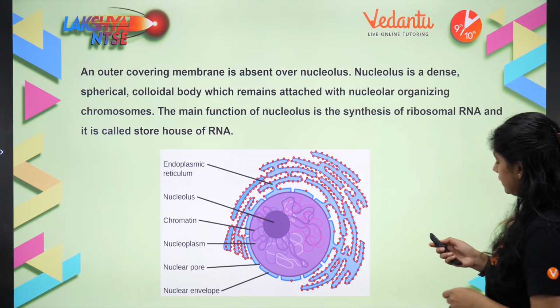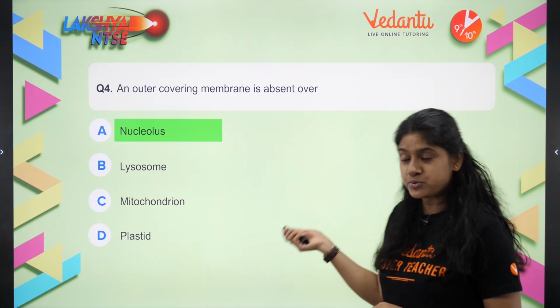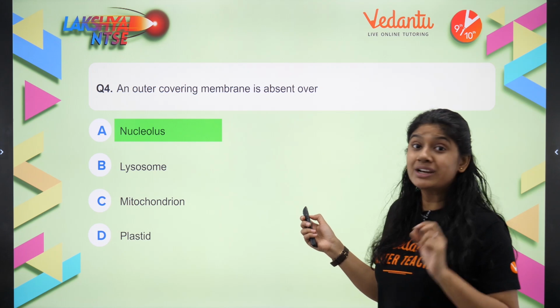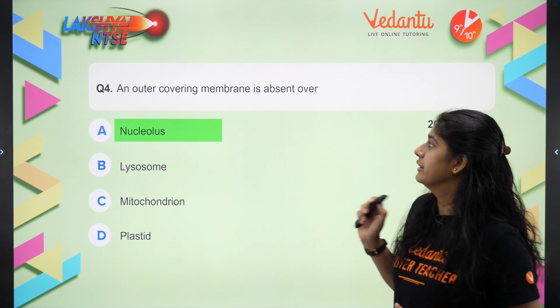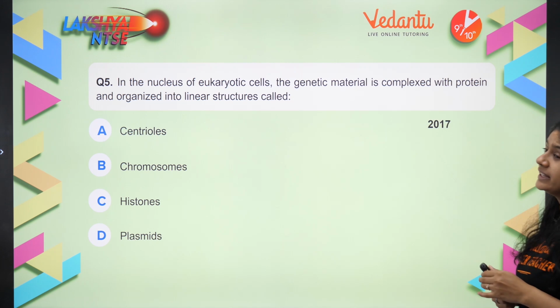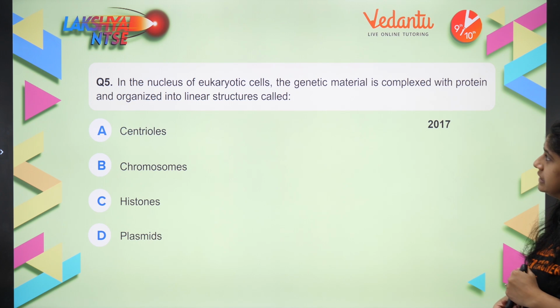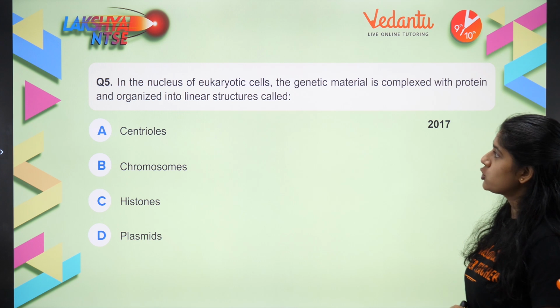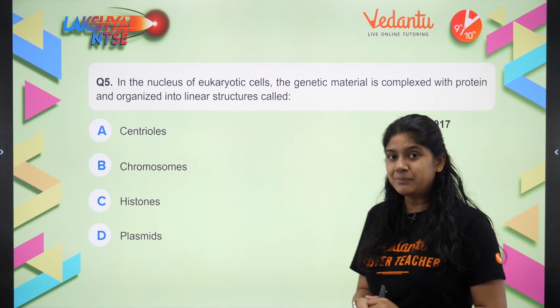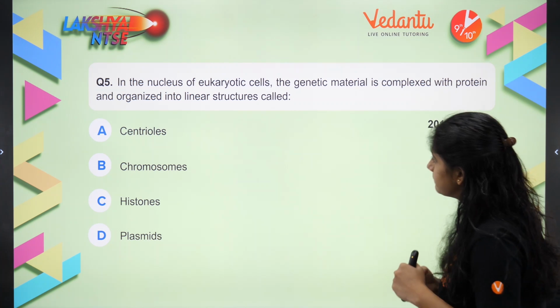And let's see the other question. Before that, we'll have the options. And the right option is nucleolus. Clear? Let's move to the next question, everyone. Here, a big question. Read this question, everyone. In the nucleus of the eukaryotic cells, the genetic material is complexed with protein and organized into a linear structure called... Very big question. Take some time to observe this.